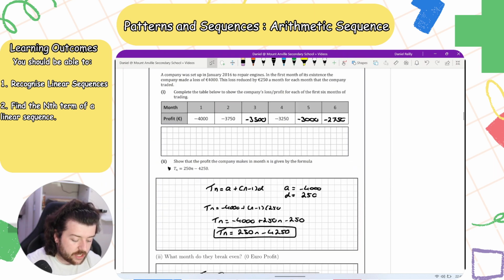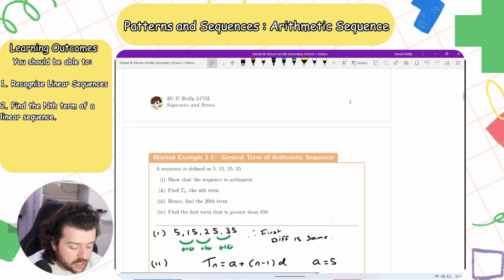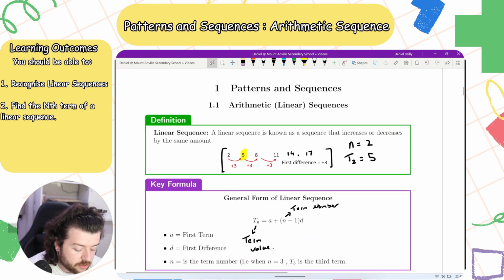Right? So there are some questions there on linear sequences, or just a general introduction to linear sequences.